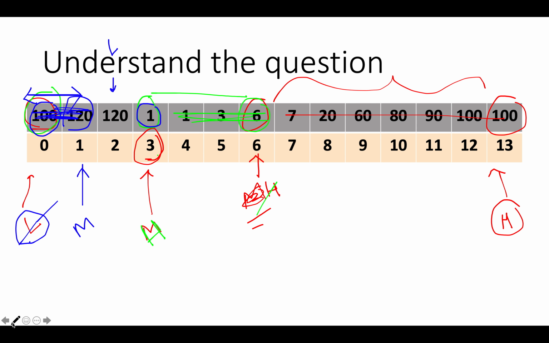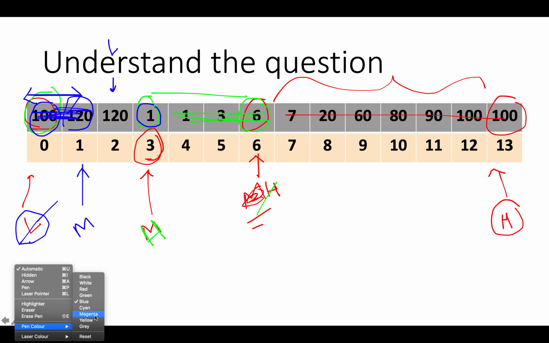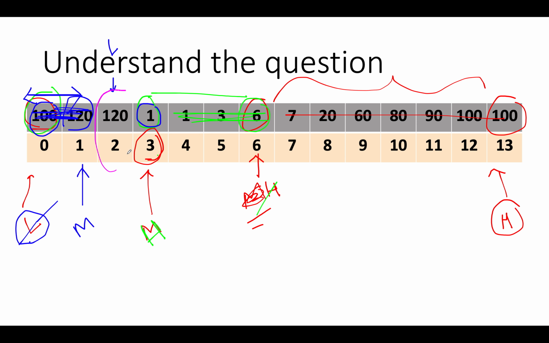Let me change the color of the pen for the next iteration. We have low pointing to 2 and high pointing to 3. Let's calculate the middle element. 2 plus 3 is 5, and 5 by 2 is 2. So mid also points to this position. Low and mid are the same, and high is pointing to 3. What do we do now? Can we make any decision? Yes, we can.